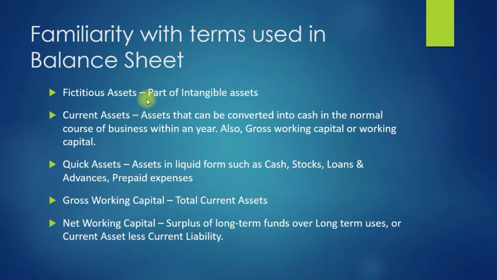Next is fictitious asset, which is part of intangible assets. Intangible assets we have gone across. Current assets, which are assets that can be converted into cash in the normal course of business or within a year. Also gross working capital or working capital, which is current assets. What are quick assets? Which are assets in liquid form such as cash, stocks, loans and advances, prepaid expenses, etc. So those assets are very easy to convert into cash. Now gross working capital, which is total current assets. Net working capital, which is surplus of long-term funds over long-term uses, or current asset minus current liability, which is net working capital.